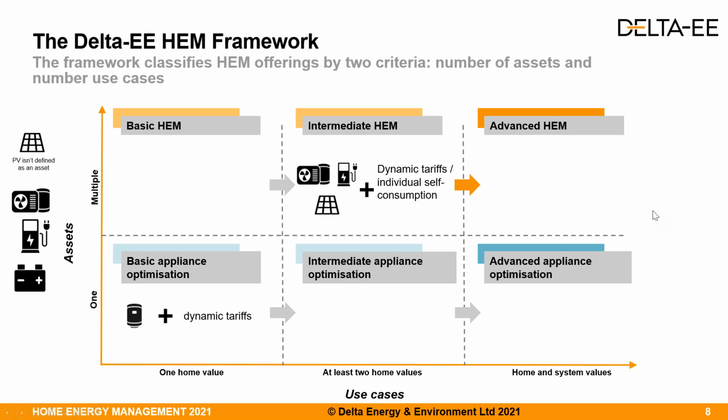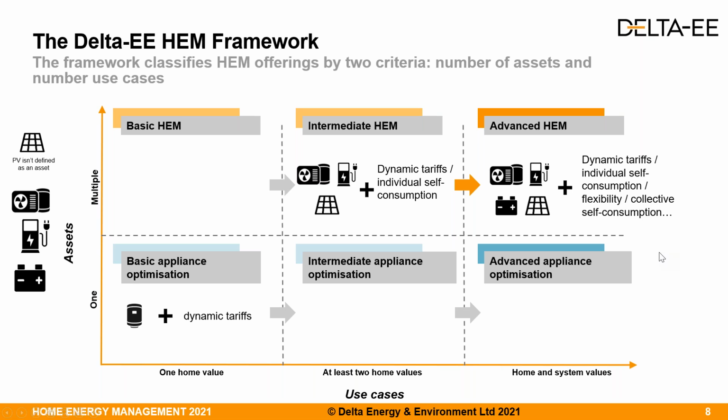Yes, for example, if a hot water tank is combined with the optimization of dynamic tariffs, it will be a basic appliance optimization. If you are controlling several assets like a hot water tank, a heat pump, or an EV charger, to play around several home use cases like dynamic tariffs and self-consumption, it becomes an intermediate HEM. I'm not going through all the details for the other propositions, but ultimately, an advanced HEM should be managing multiple assets like heat pumps, EVs, and batteries, and provide several use cases across home level and system level to access different value streams like time of use tariff, self-consumption, flexibility, etc.